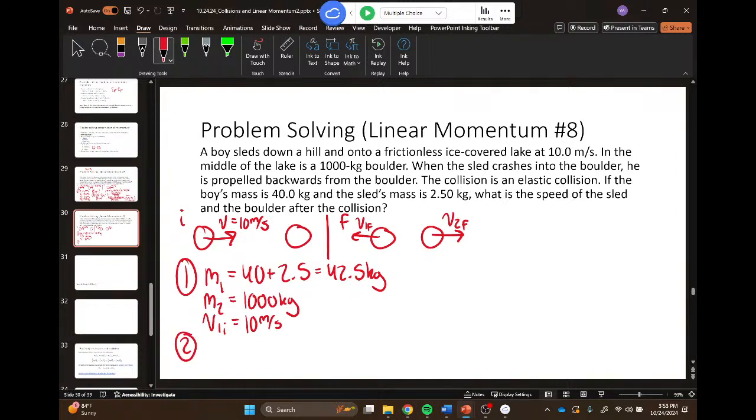What are we solving for? We are solving for the velocity of the boy and his sled at the end. And we're solving for two unknowns. Go ahead and build your equation, y'all. Sum of momentums initial equals sum of momentums final. Build your equation. And see if you can discover the problem with this problem.